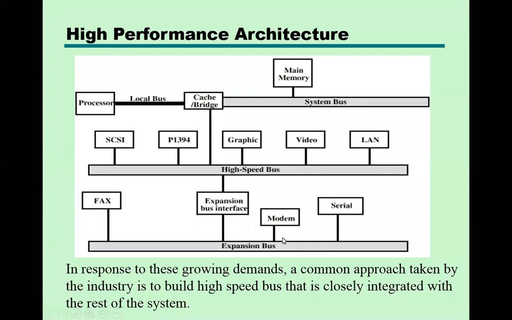So with the expansion bus, the serial bus, modem and fax are there. There are separate expansion buses provided for auto negotiation, because there are many input output devices which work very slowly. For that purpose, an expansion bus is provided here. Here you will observe the main memory is connected on the system bus, and there is a cache bridge, which connects the high speed bus as well as the system bus. And a separate local bus is provided to connect the processor.